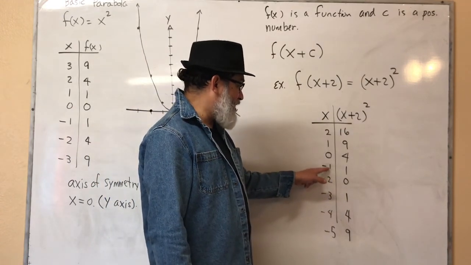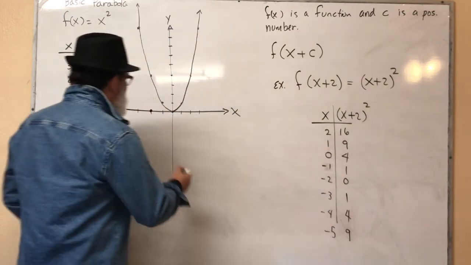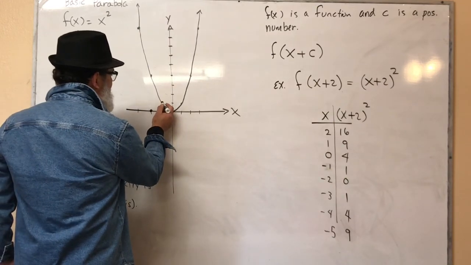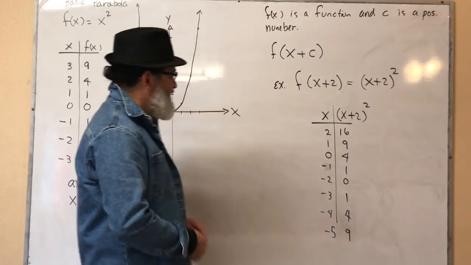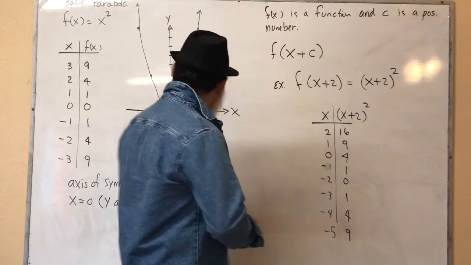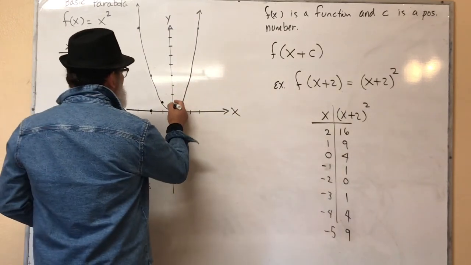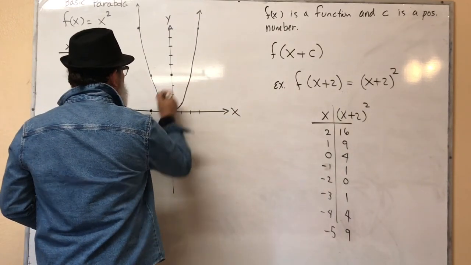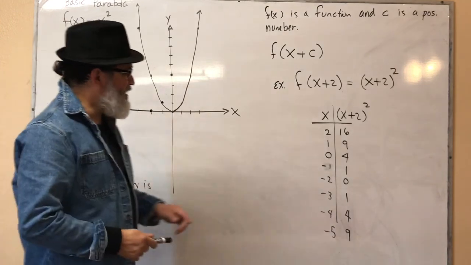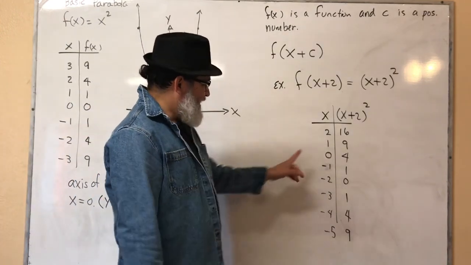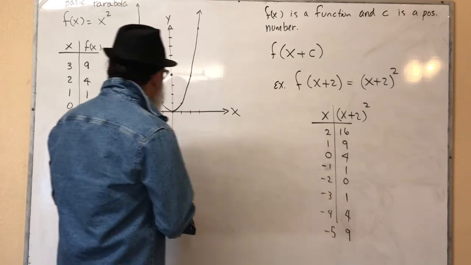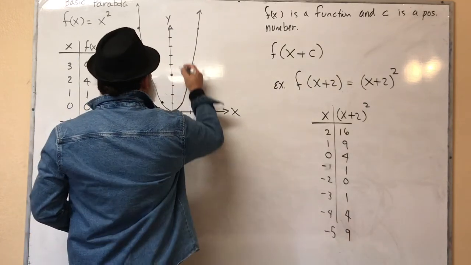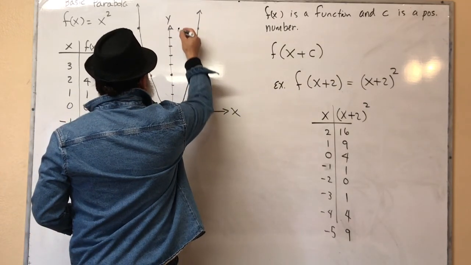If x is negative 1, we get 1. If x is 0, we get 4, 1, 2, 3, 4 right there. If x is 1, we get 9. Look, if x is 1, we get 9 right there.